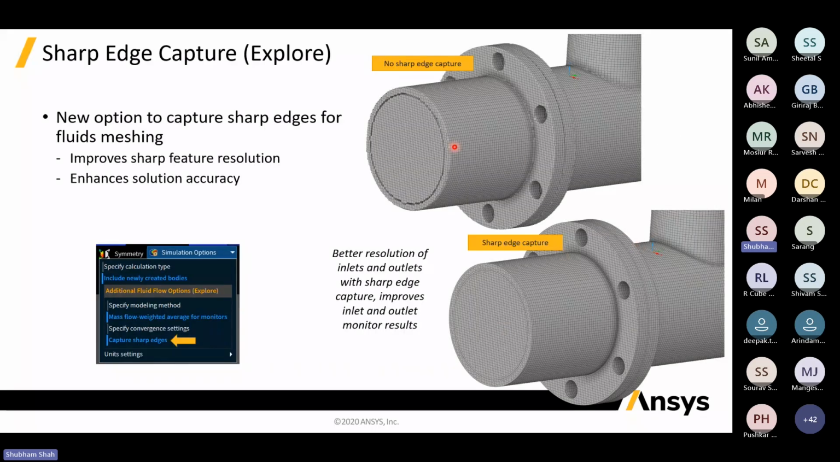For the sharp edges, earlier there was a bit of a challenge in capturing them, but now you can see the proper calibration or capturing of the sharp edges is there. For that there is one option in the simulation options, so we have to enable Capture Sharp Edges, and the solver will automatically capture it in a better way.